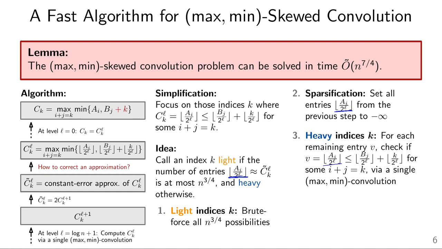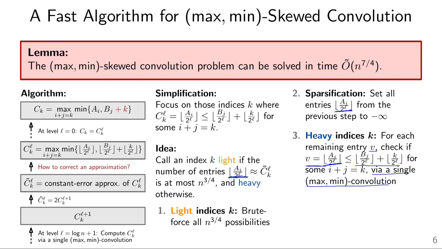So for each remaining entry v, we just check whether there exists some pair of indices i plus j equal to k such that the left-hand side entry is equal to v, but b_j by 2 to the l plus k by 2 to the l is greater or equal than v. This is, of course, very abstract, but we can actually do that by a single call to the max-min skewed convolution problem, okay, by a single call per value v.